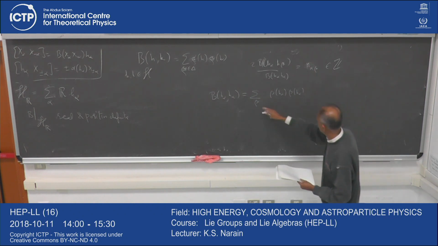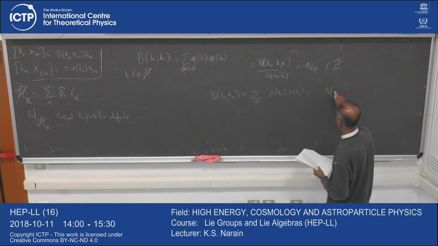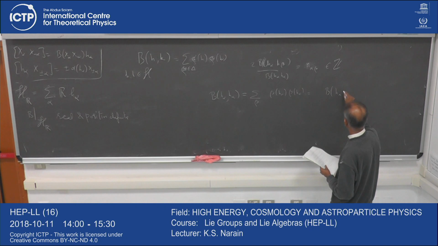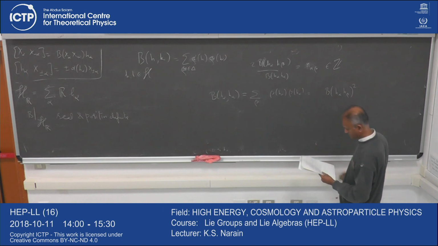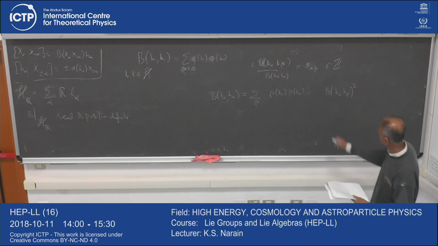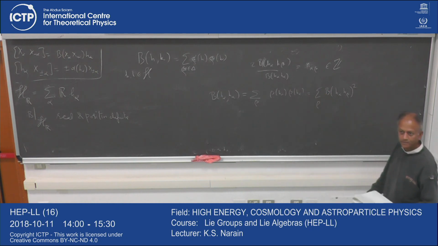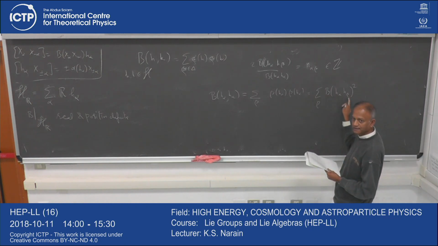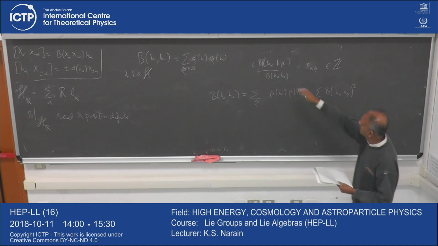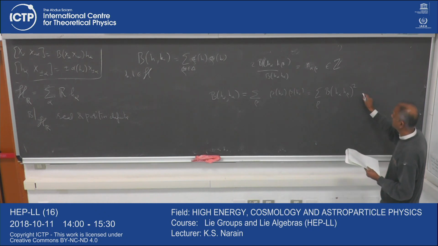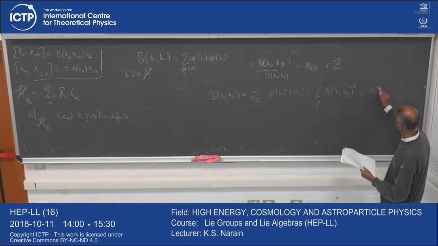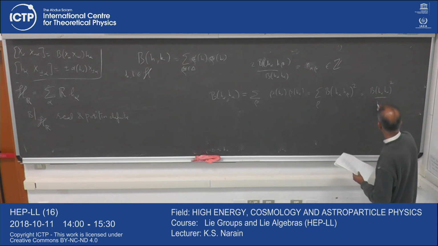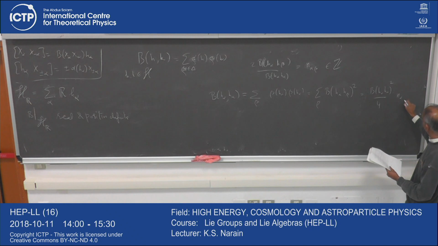That's a sum over all beta, but this is nothing else but B(H_alpha, H_beta) squared, right? Summed over beta. This by definition is B of H_alpha, H_beta, squared. And now I apply this formula. So this is going to be B(H_alpha, H_alpha) squared divided by 4, times n_alpha_beta squared, sum over beta.